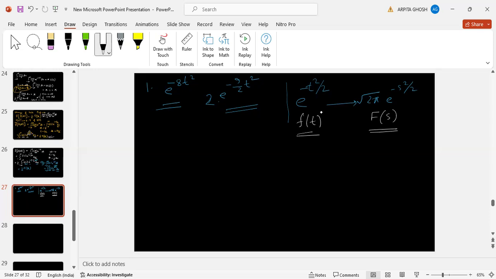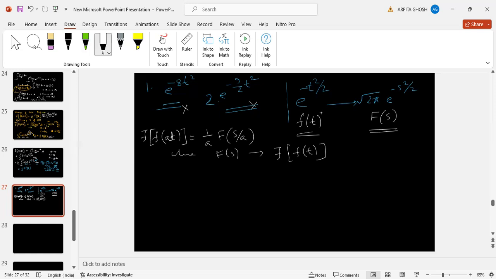Now, what is our change of scale property? The Fourier transform of f of a into t is equal to 1 by a, capital F of s by a, where capital F of s is the Fourier transform of small f of t. This is your change of scale property. With the help of this property, we are going to find the Fourier transform of this function and this function.